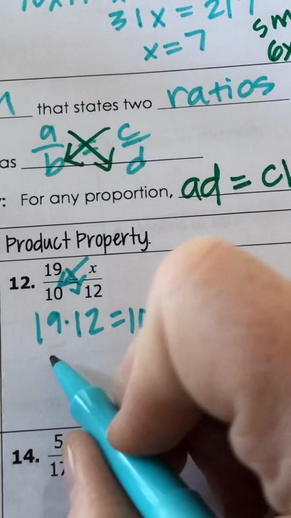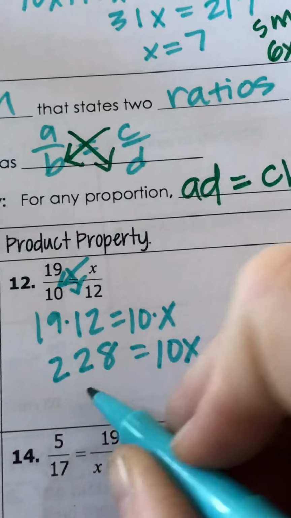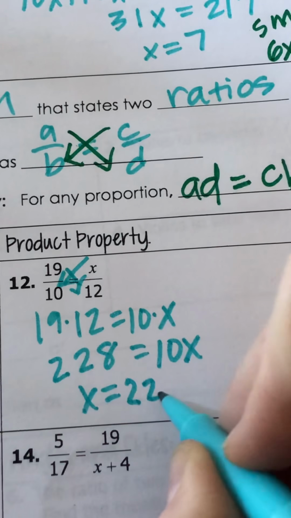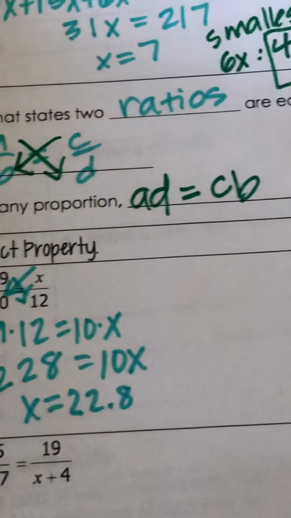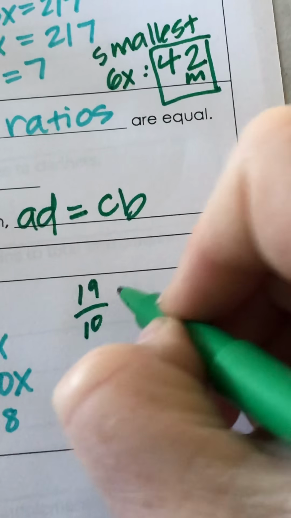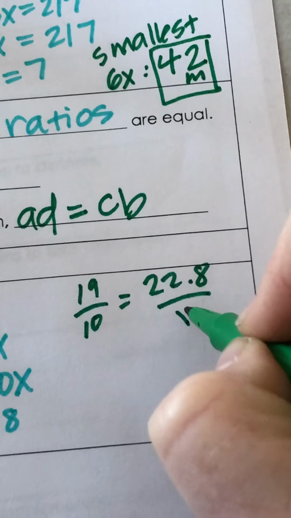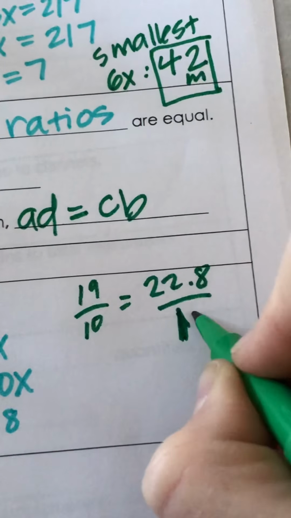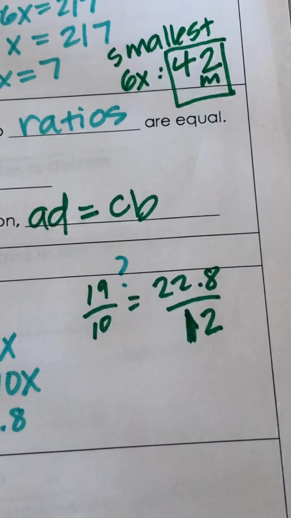Okay, so 228 equals 10x. X equals 22.8. Okay. And so real quick, just to go over how to check my work there. Well, I have 19 over 10, 22.8 over, oh, over 12. Okay, and I want to know if these are equivalent. That's how I can check myself.